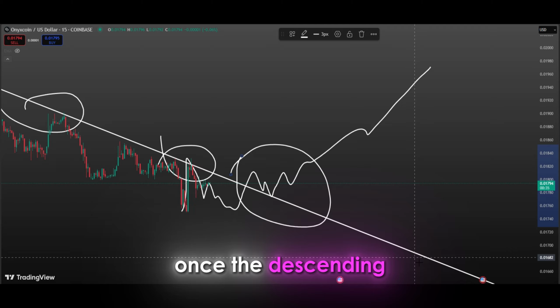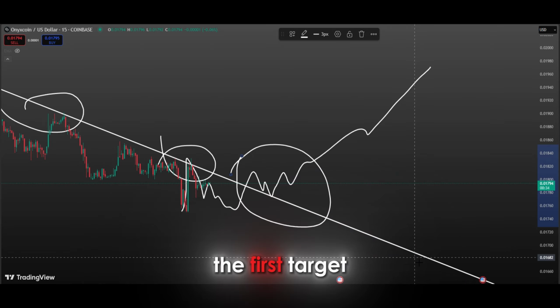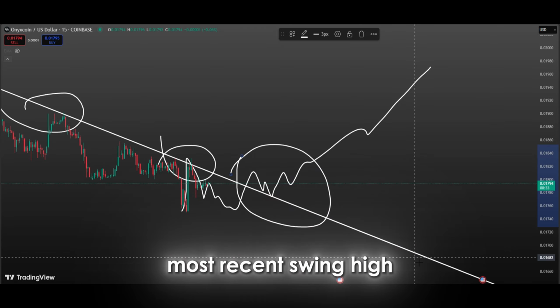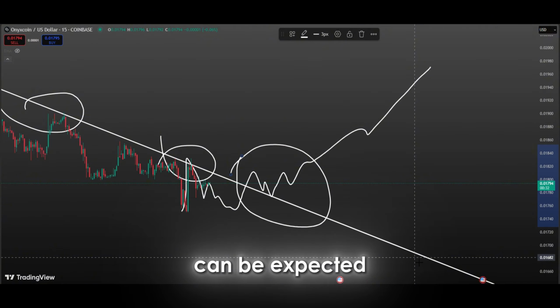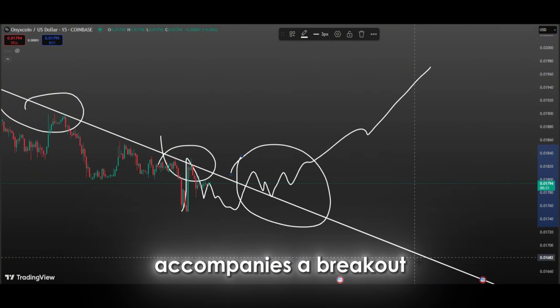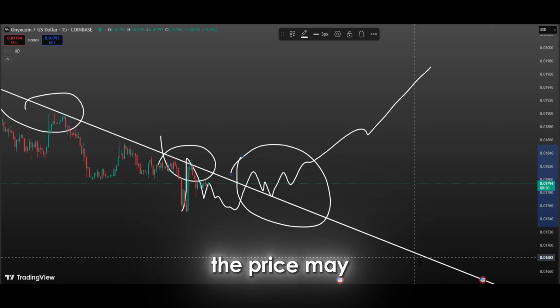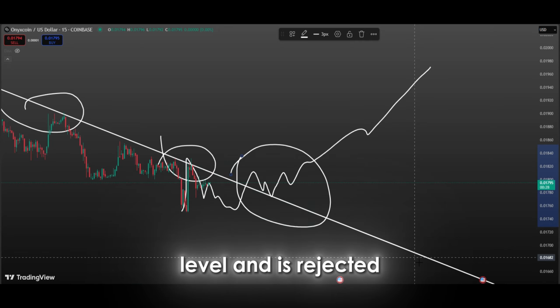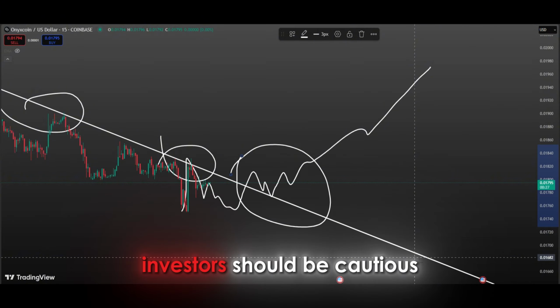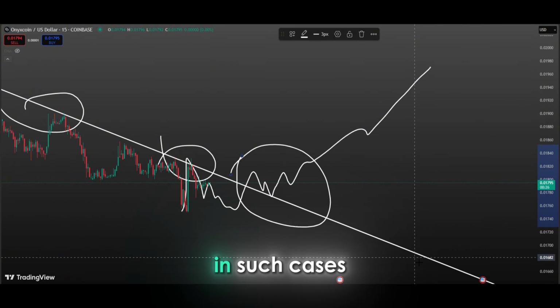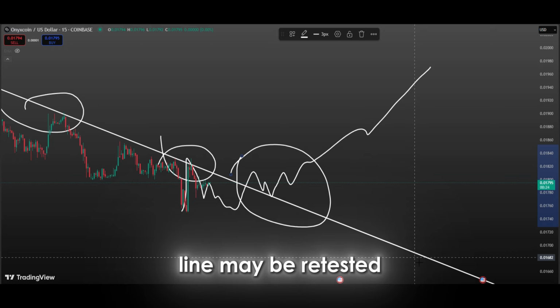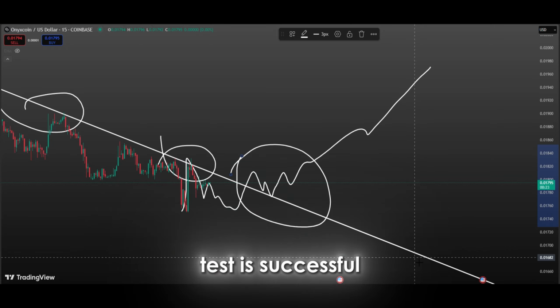When the breakout finally happens, a majority of the market believes in the trend reversal, often triggering momentum to the upside. Once the descending trend line is broken, the first target is usually the most recent swing high. A swift move toward this level can be expected. If strong volume accompanies a breakout through this level, the price may reach new highs. However, if the price reaches this level and is rejected, investors should be cautious. In such cases, the broken trend line may be retested, and if this test is successful, the uptrend can continue. Otherwise, the move may be a fake breakout.